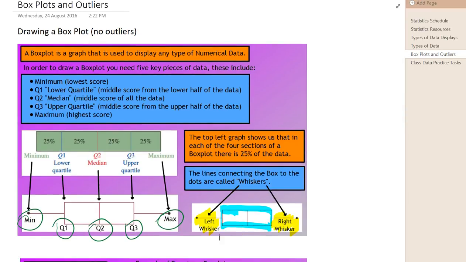Something else that's good to be aware of is the fact that 25% of the data will lie in each quarter of the box plot. So the left whisker here has 25% of the data in that section. The left section of the middle box has 25% of the data, the right section of the box has 25% of the data, and the right whisker has the other 25% of the data.